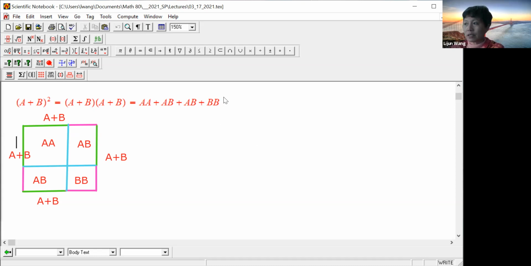And this is actually the consequence of a FOIL. This is a consequence of a FOIL. Do you guys remember FOIL? Some of you might remember you learned in your algebra class, you do the FOIL. They each represent something, right? What is F? F is meaning the first. First times the first.